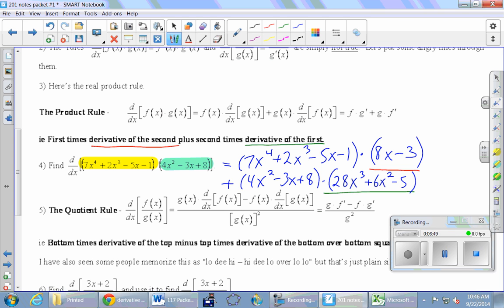The product rule is by far our most complicated derivative rule so far. First times derivative of the second plus second times derivative of the first. It's got 4 distinct pieces. Any questions? Okay, if you wanted to, you could distribute each of these things and combine like terms. I don't want to. The calculus piece is done.